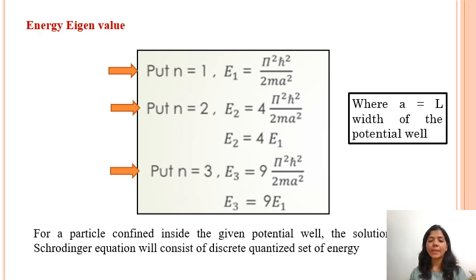For a particle confined inside a given potential well, the solution of the Schrodinger equation will consist of a discrete quantized set of energies.